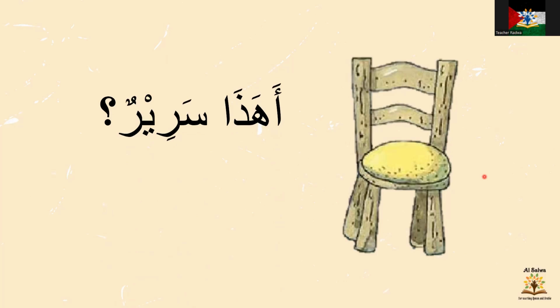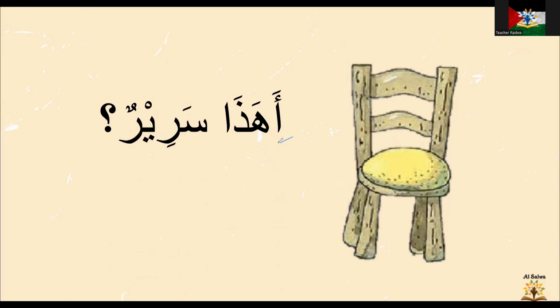If I ask it, أهذا سرير? What's the meaning of that? Think. We said hamza is for questioning. It means is, and هذا means this. So is this a...? Does سرير mean chair? No. So here سرير means a bed. So we say, is this a bed? Is that correct? No. So we say, no, this is a chair. This is not a bed.